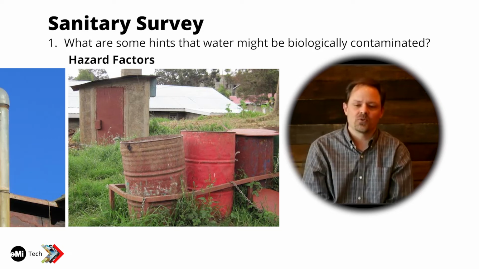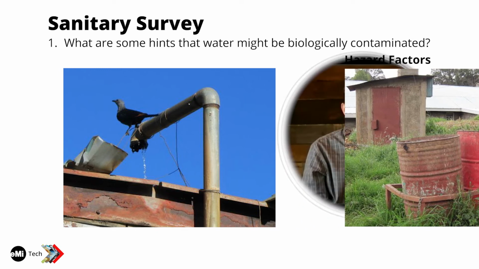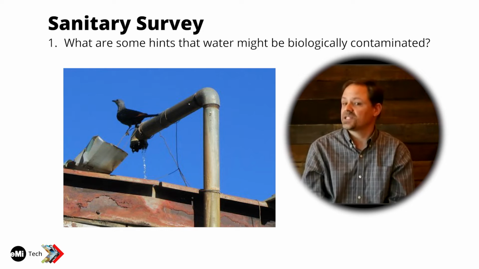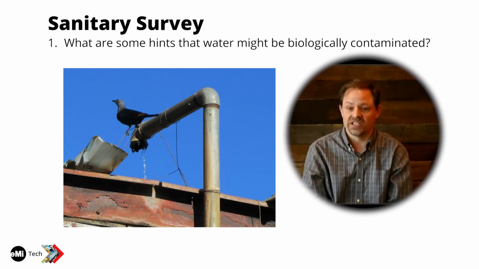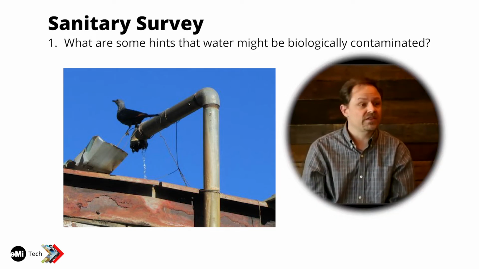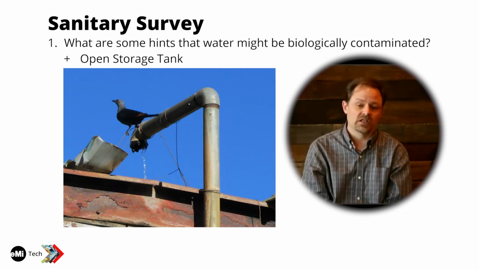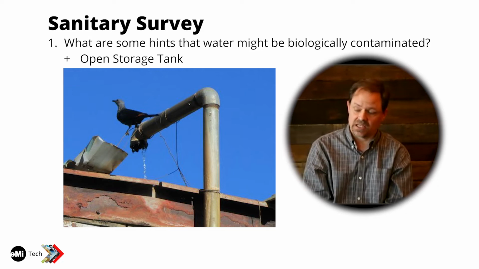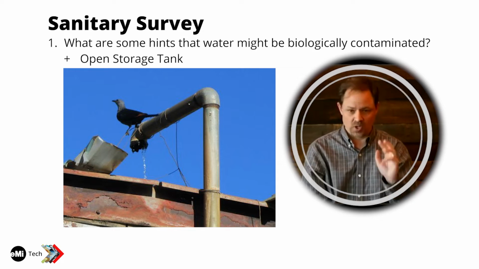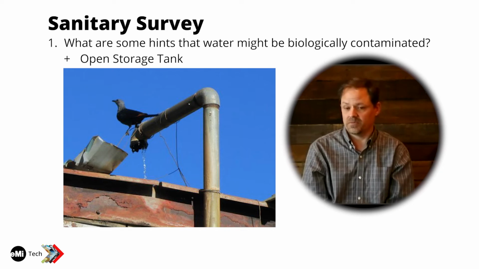So on the left picture, what you're looking at there is a transmission line, and it is entering into a community storage tank. Are there any hints here that might lead us to believe that that water could be biologically contaminated? The concern here is the fact that we have an open tank. There is a gap between where that water line enters and where the top of the tank is. The tank is open to the environment. And if it's open to the environment, we could have birds flying in, we could have bats going in, and they could be defecating in the water.